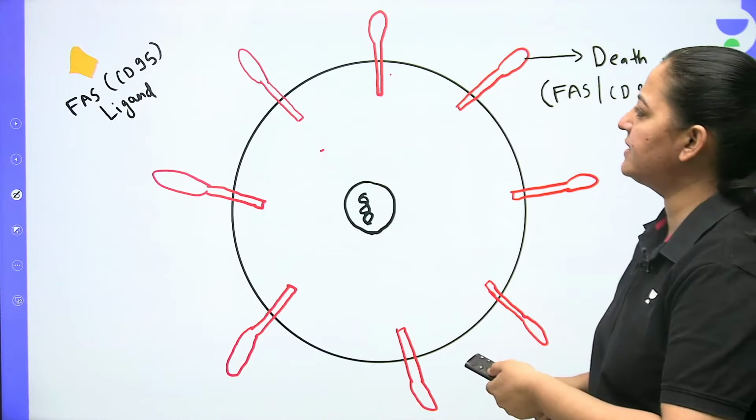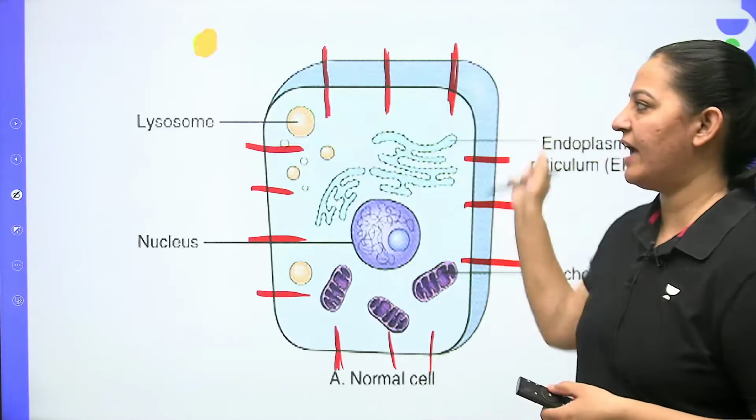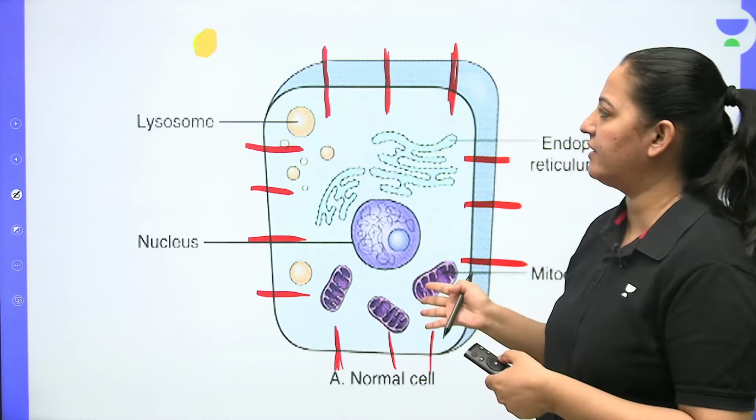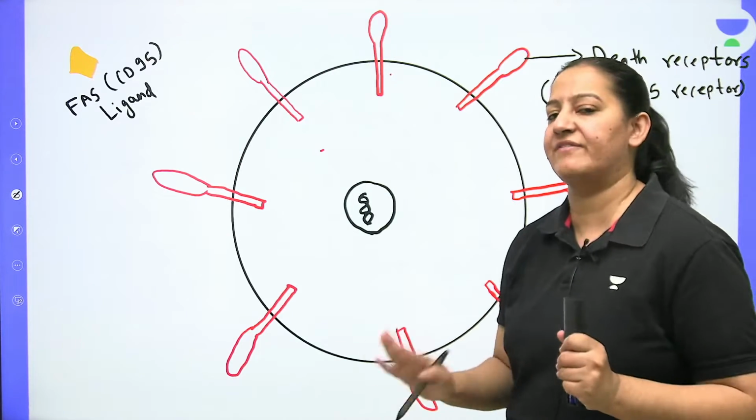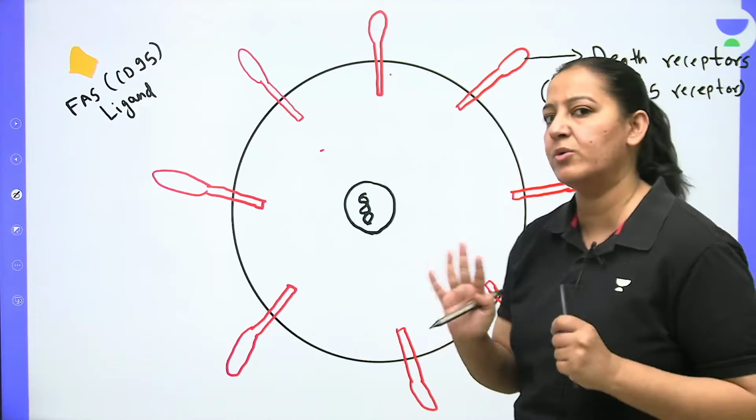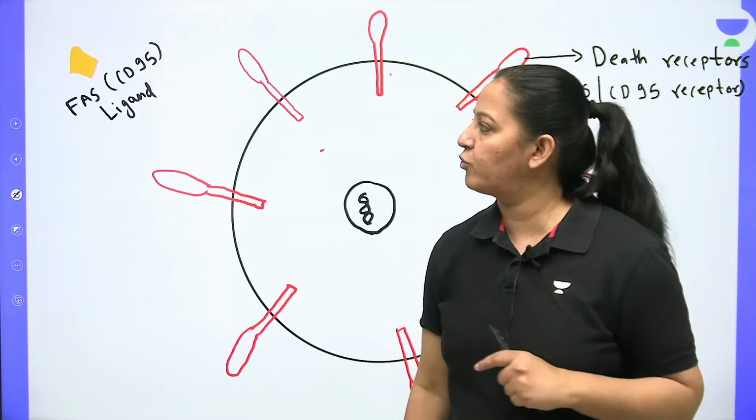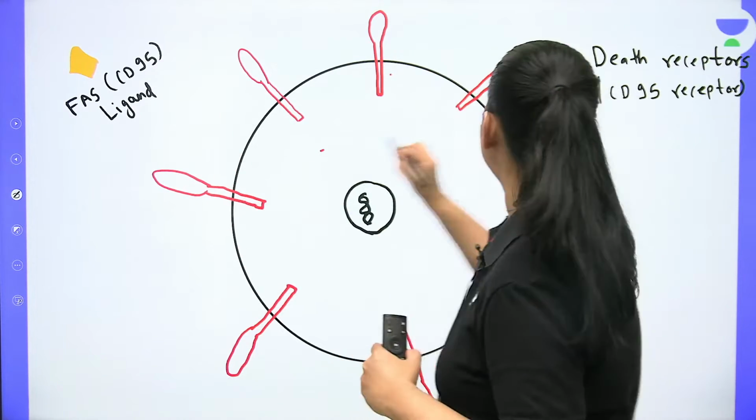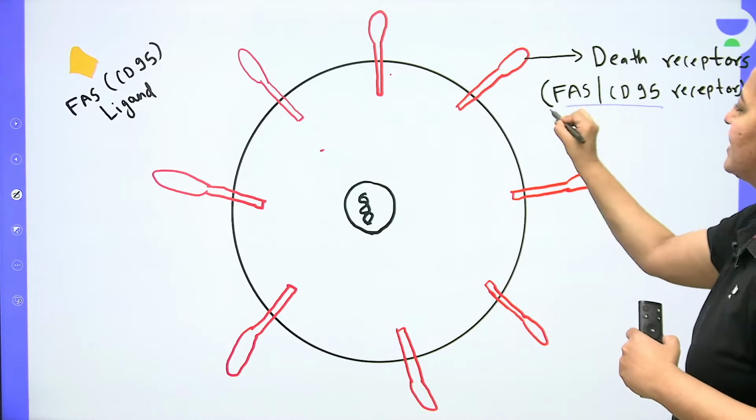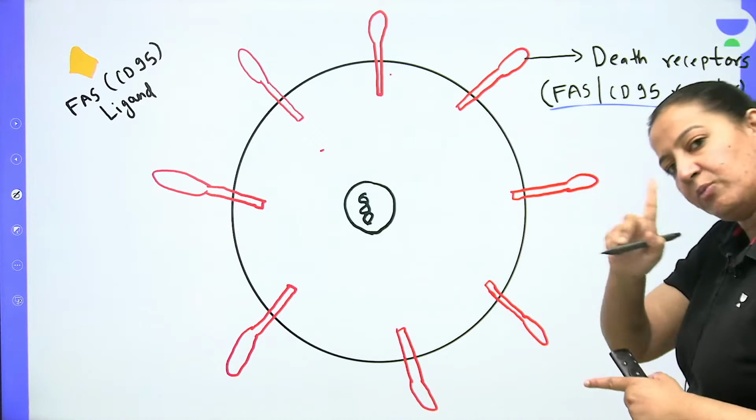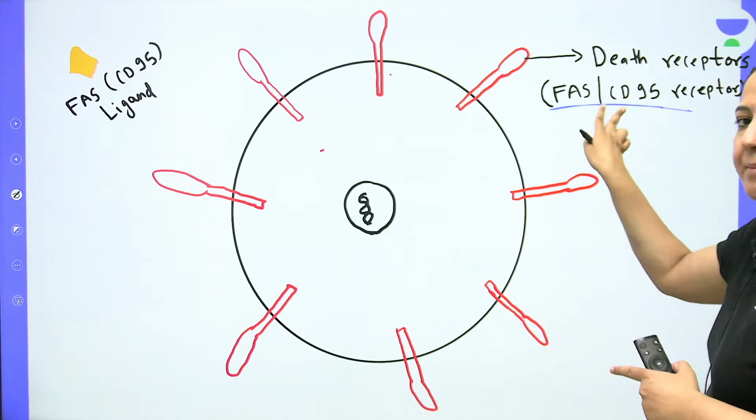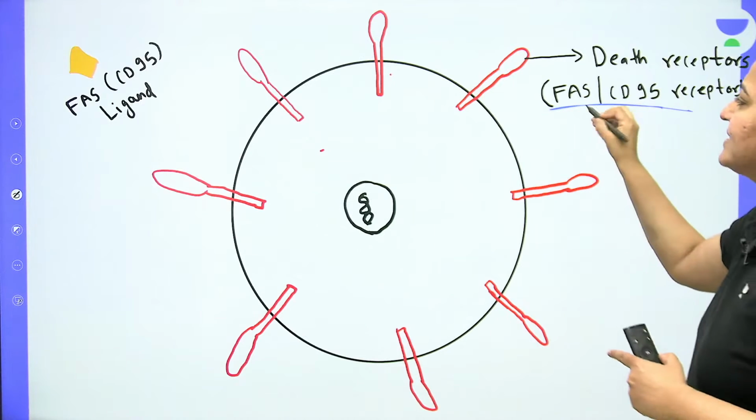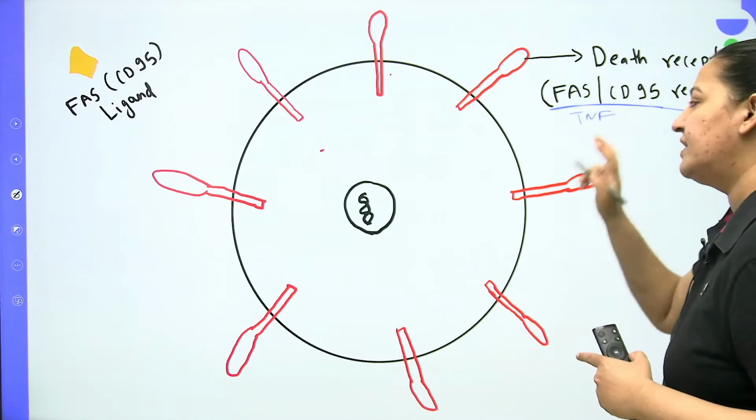Yeah. So can you see this is a cell? On the surface of the cell, we have death receptors. Can you see these are the red colored death receptors? On all cell surface, we have these death receptors. Death receptors are of two types. The first death receptor is CD95, also known as FAS. FAS or CD95 receptor, one and the same thing, synonyms of each other. The second is TNF. It is not shown here.